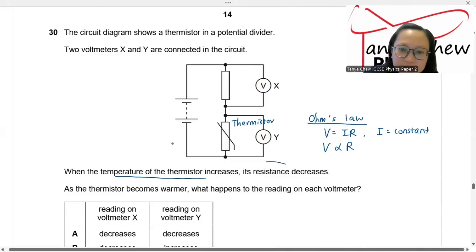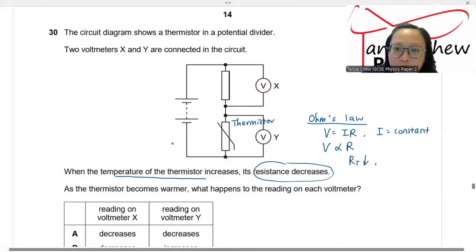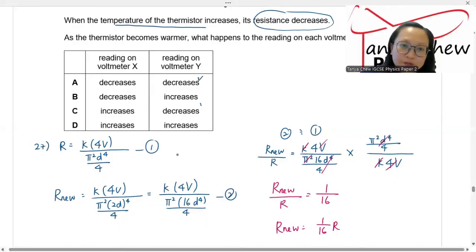So in this case, they mention the resistance of the thermistor decreases. Resistance of thermistor decreases. That is why voltmeter Y decreases. So the reading on voltmeter Y will have to decrease.